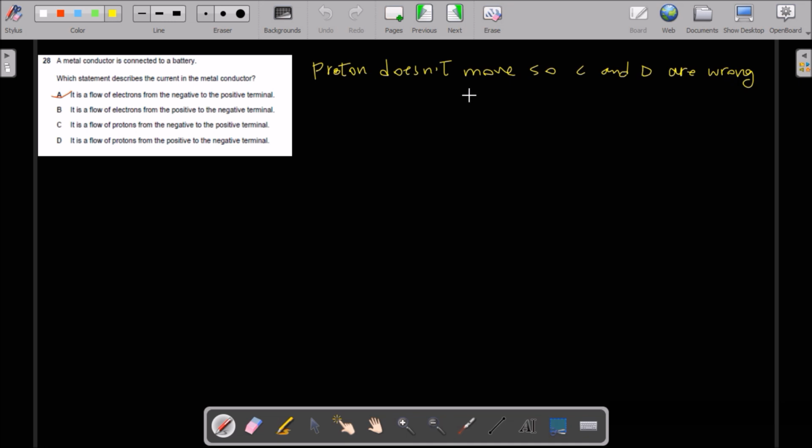Question 28. A metal conductor is connected to a battery. Which statement describes the current in the metal conductor? First of all, protons don't move, so C and D are wrong. Between A and B you should choose. It is a flow of electrons from the negative to the positive terminal, because electrons start moving from the negative terminal. That's why A is right.